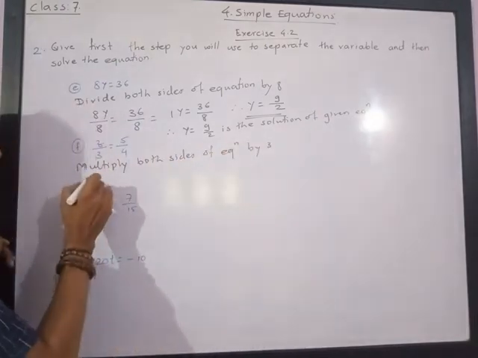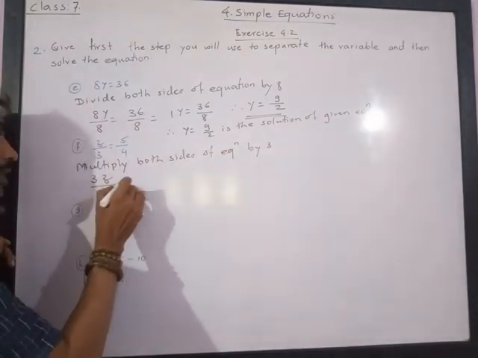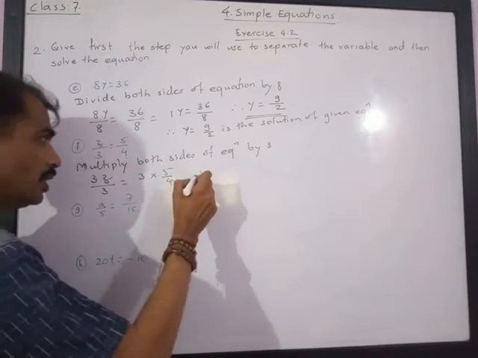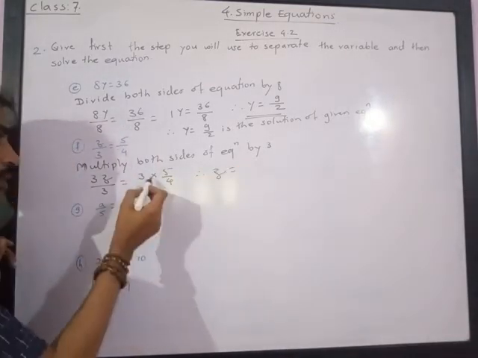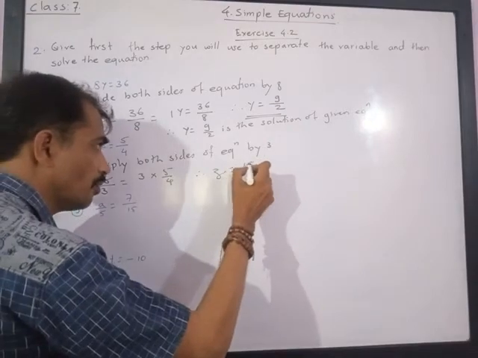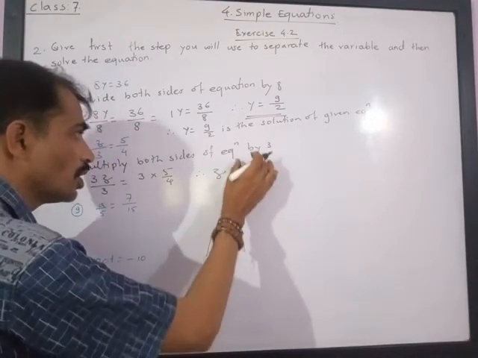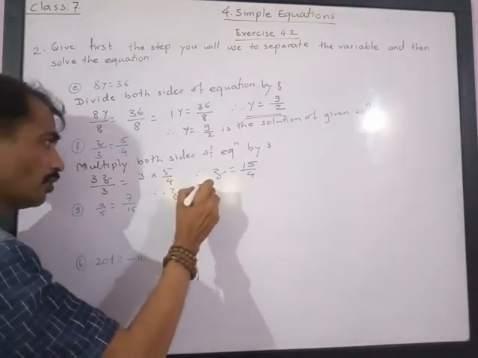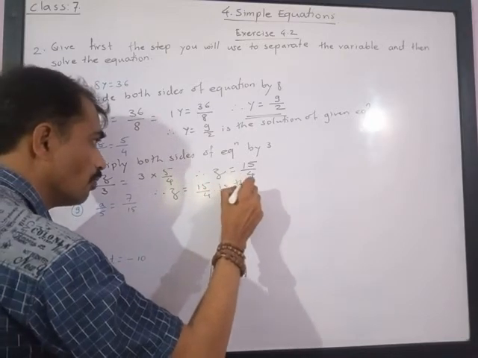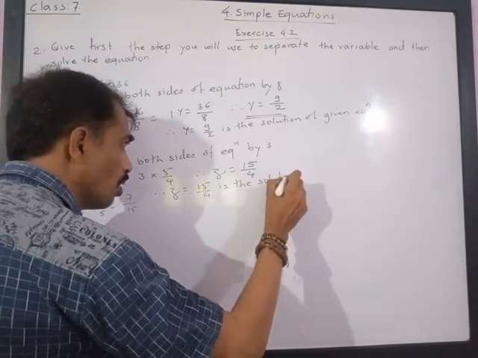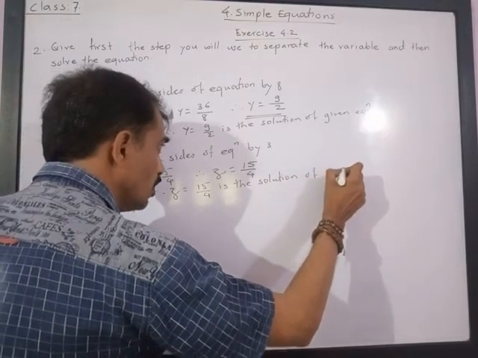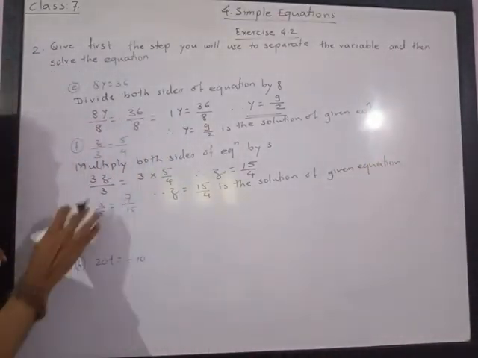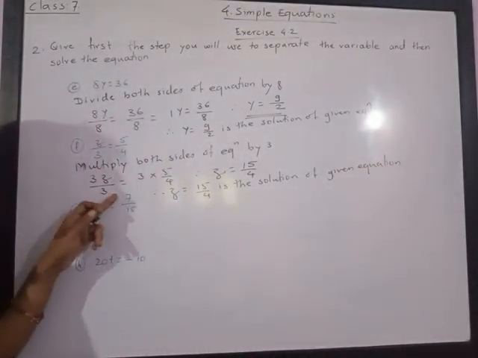So you will get 3z upon 3 is equal to 3 multiplied by 5 upon 4. So 3 divided by 3 is 1. You will get z is equal to, this is 3 fives are 15 upon 4. Please note, the number is not divisible, so it will remain as it is. Therefore z is equal to 15 upon 4 is the solution of the given equation.